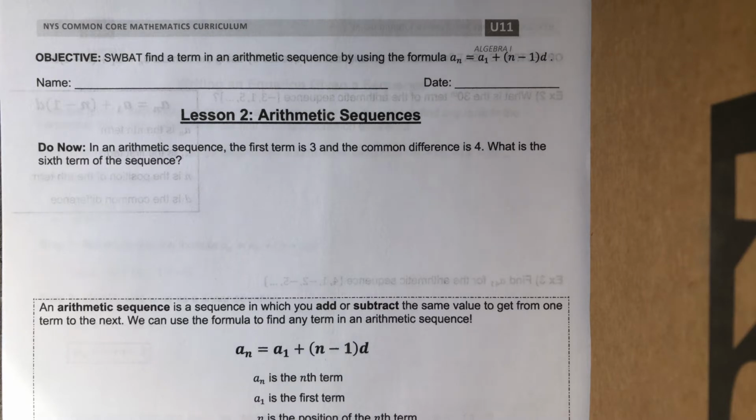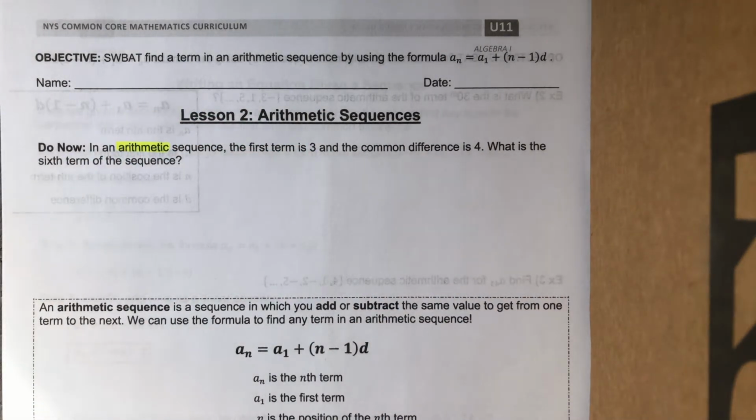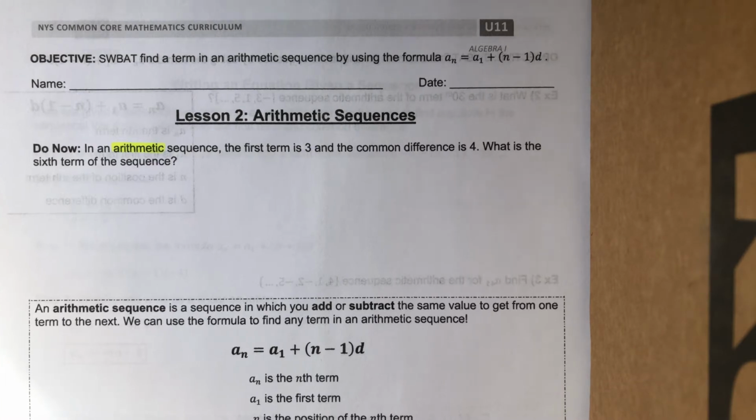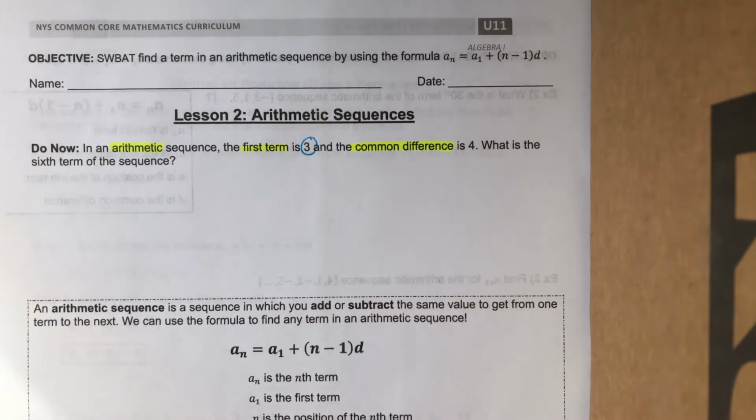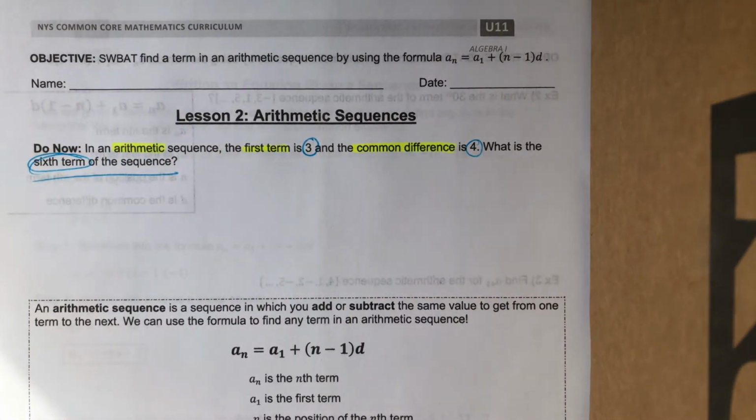In an arithmetic sequence, the first term is 3, and the common difference is 4. What is the sixth term of the sequence? Okay, so I'm going to start off by highlighting arithmetic. You don't know this yet, but there's actually 2 different sequences we're going to learn about. Arithmetic is just one of them, so it's important that they give us that key word. It says that the first term is going to be 3, and I know that the common difference is 4. All right. And then it's asking me what's going to be the 6th term. So that's my question. What's the 6th term?